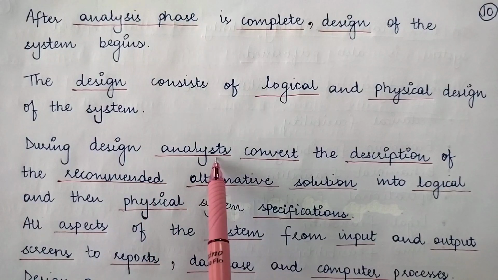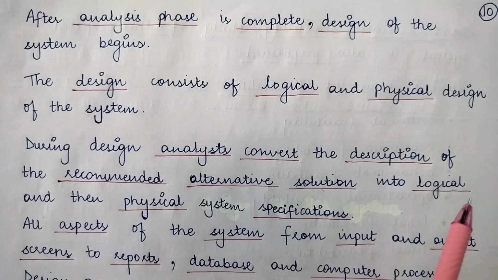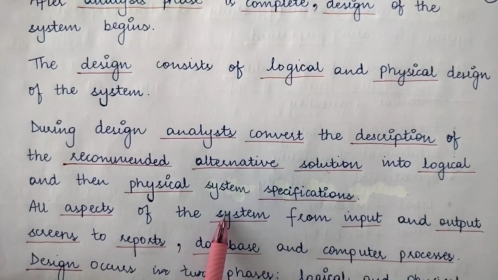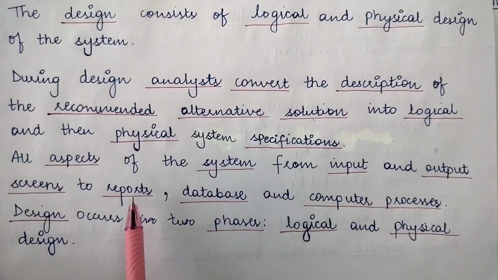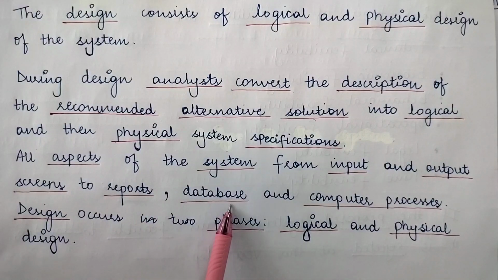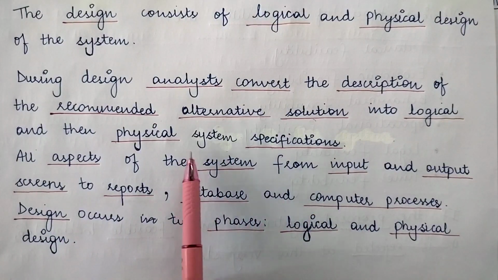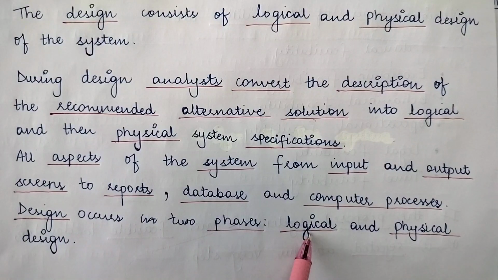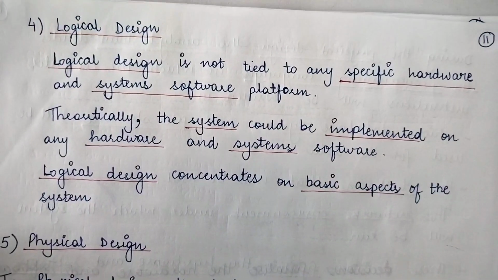During the design phase, the analysts convert the description of the recommended alternative solutions into logical and then physical system specifications. All aspects of the system, starting from the input screen, output screen, to all the reports that would be generated, the database that would be used and various computer processes that would be involved, are studied, and all these system specifications are given. Design occurs in two phases, as I said, the logical and physical design. Now, we will start with the logical design.